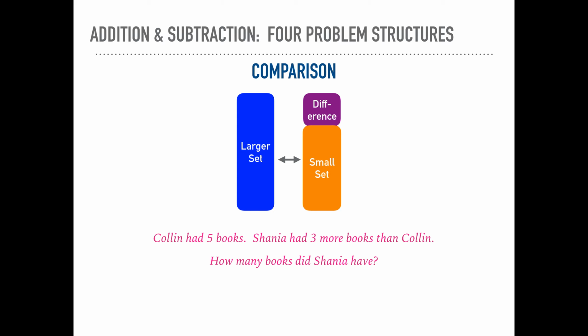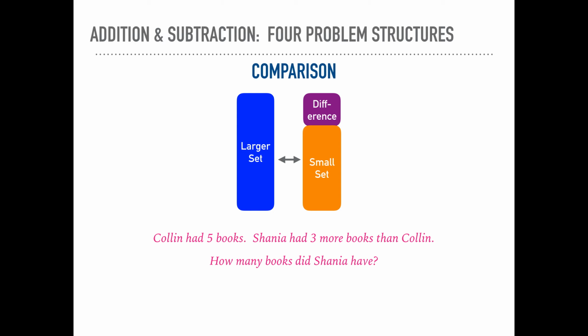So let's take a look at another example. Colin had 5 books. Shania had 3 more books than Colin. How many books did Shania have? If we look at this, Colin had 5 books. Shania had 3 more books than Colin. So Shania doesn't have 3 books. She has 3 more than Colin.